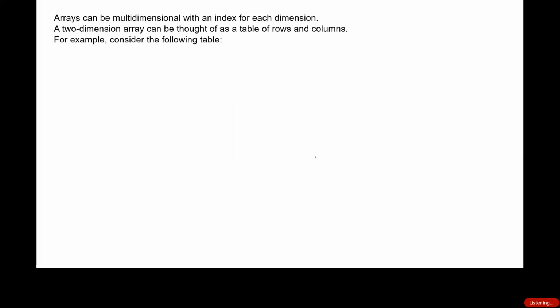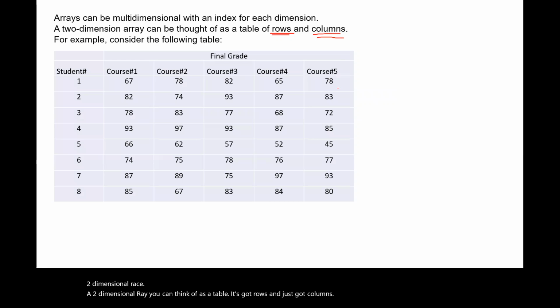Two-dimensional arrays. A two-dimensional array you can think of as a table. It's got rows and it's got columns. So imagine this is a collection of marks. So student number 1 in course number 1 has a 67. So these are the rows and these are the columns.